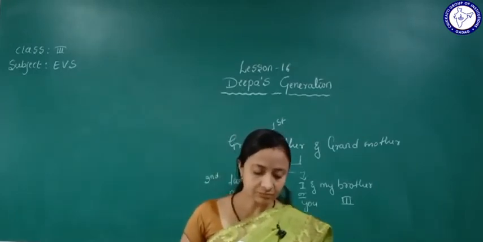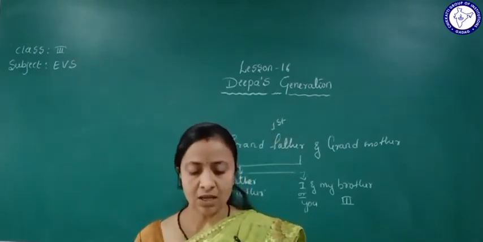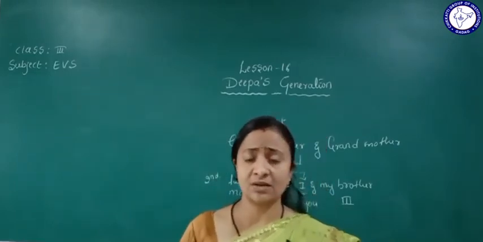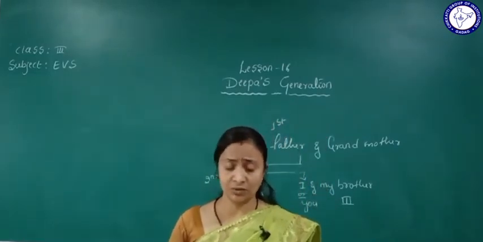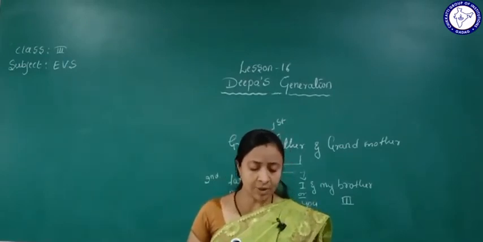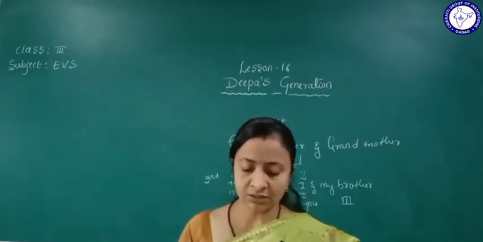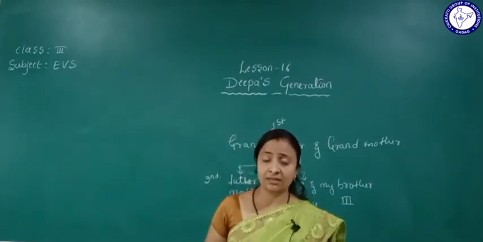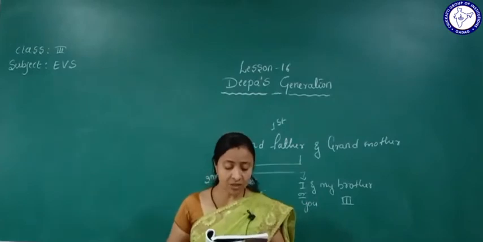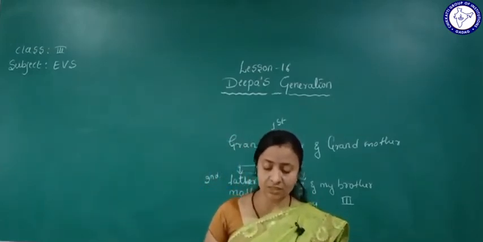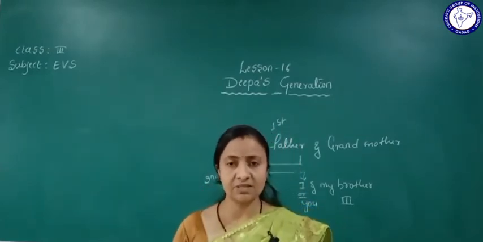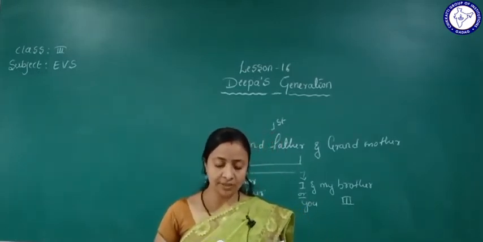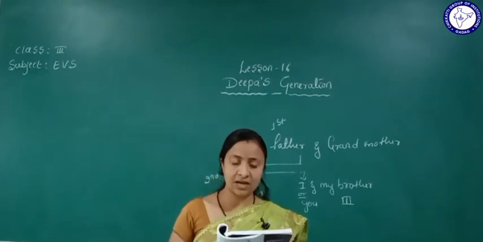Deepa says, "Grandpa, I could not understand what you said." She is not understanding what he told. Raju says, "Deepa, I have learnt about generations in school." Raju is explaining it. It can be shown by drawing a simple family tree. "I'll try and show you what grandpa said, then you will understand."